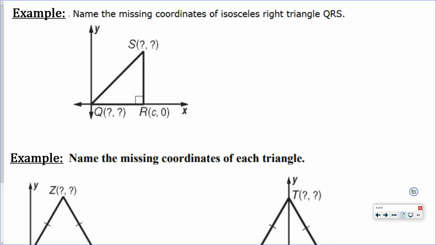So in this first one, it says, name the missing coordinates of the isosceles right triangle. Right triangle, because it's a 90-degree angle. Isosceles, meaning two sides are congruent, and it's obviously not going to be a hypotenuse, so it's going to be these two sides. All right, so I have missing coordinates Q and missing coordinates S, but they give me R. All right, Q, that's easy. Where's that one? 0, 0, it's at the origin. Come on, folks, stay with me here.